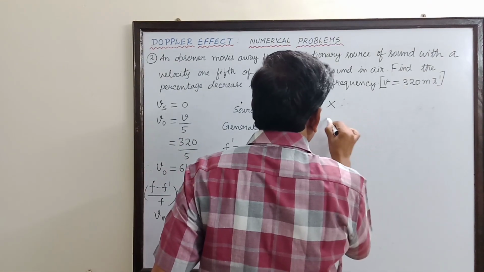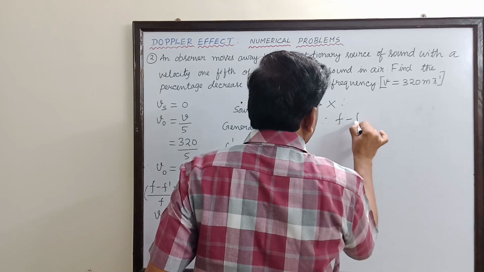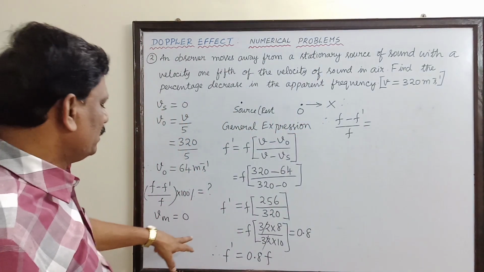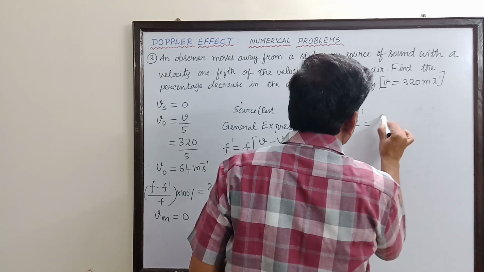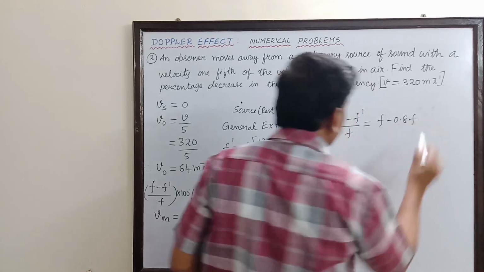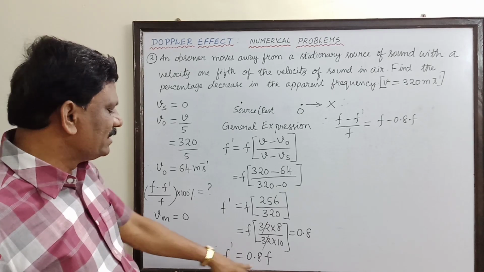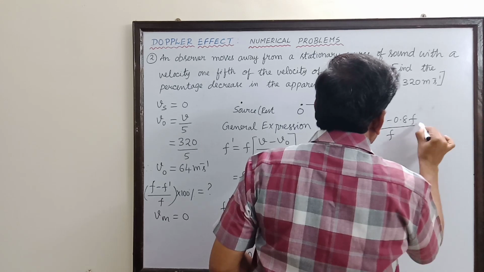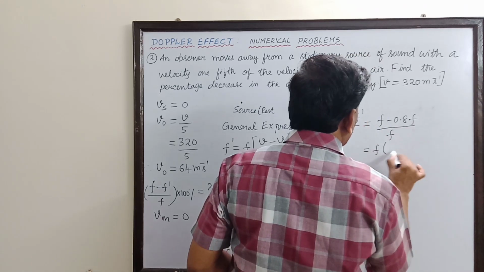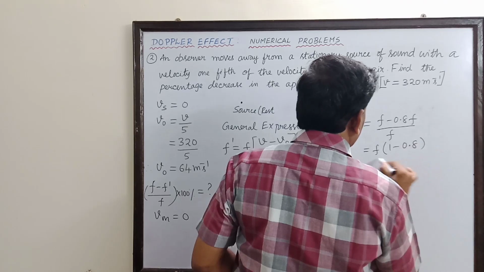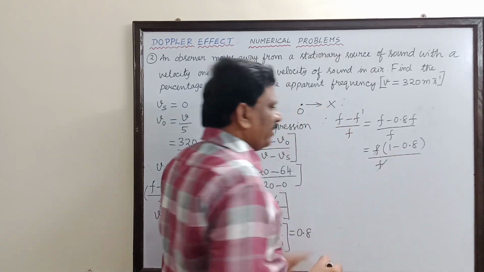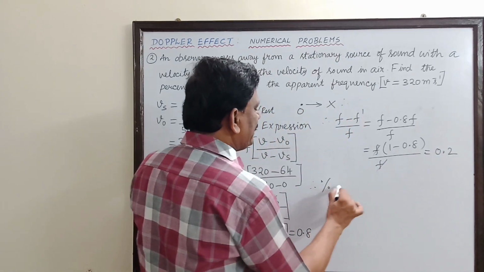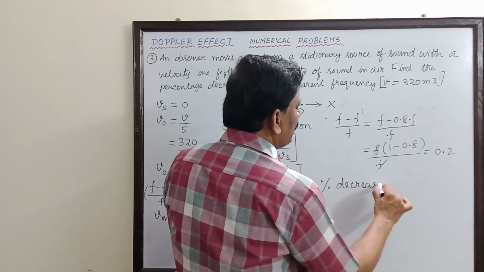Therefore F minus F dash divided by F is equal to F minus 0.8 into F, because the apparent frequency F dash is 0.8 times the actual frequency. So divided by F. So that this is equal to F into 1 minus 0.8 divided by F. So F gets cancelled. 1 minus 0.8 is equal to what? 0.2.